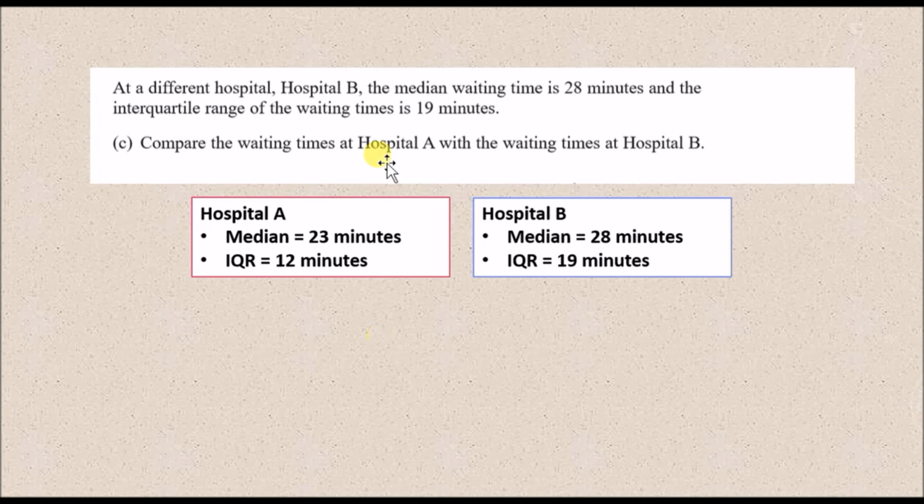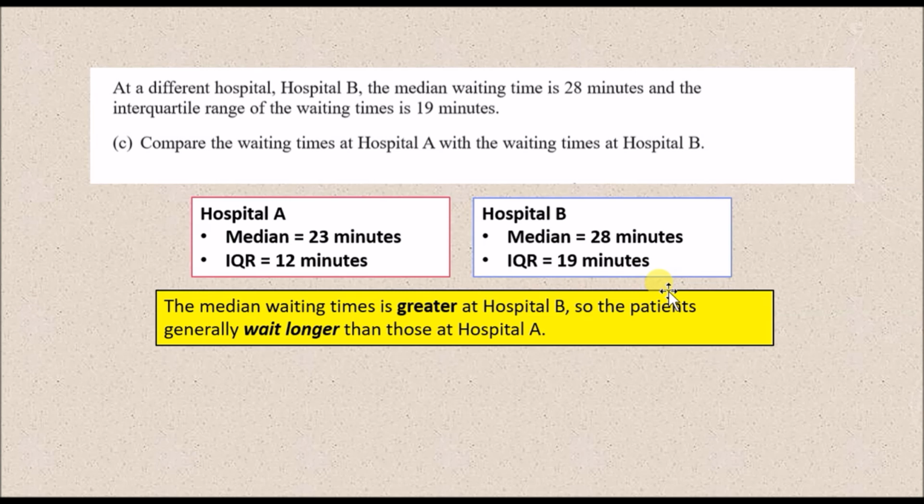So in this case, we're dealing with hospitals, waiting times, and patients. For the median, what I wrote here is that the median waiting time is greater at hospital B because 28 is bigger than 23. So technically what that tells us is that the patients generally wait longer than those at hospital A. Makes sense because median deals with average waiting time.